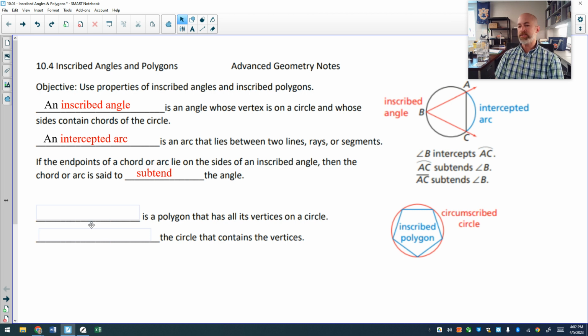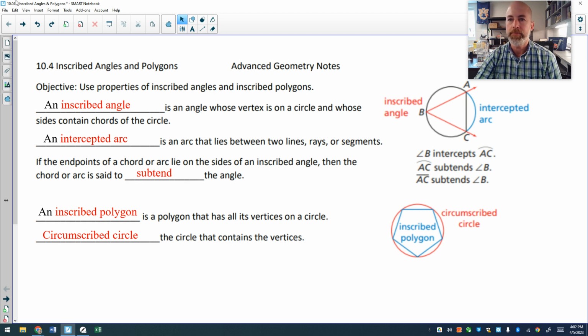And then we also have inscribed polygons and circumscribed circles. An inscribed polygon is any polygon who has all of its vertices on the circle itself. It does not have to be a regular polygon. The one that we have here is a pentagon, but they could be irregular, and they could be quadrilaterals, could be triangles, any polygon. And the circle that goes around that polygon is called the circumscribed circle, and it does contain every vertex of the polygon.